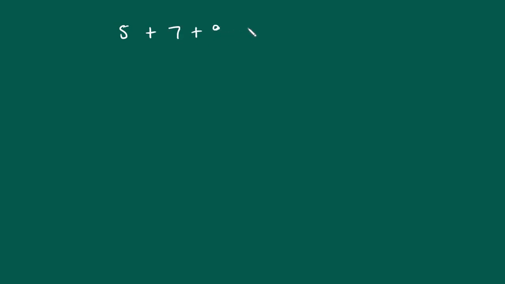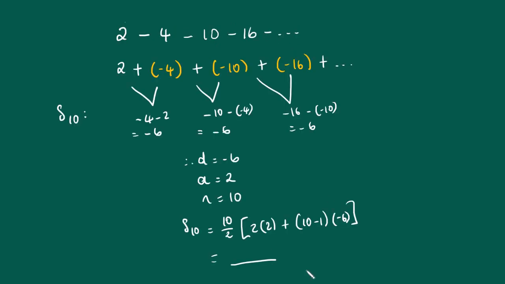Is it possible for the sum to be negative? Like negative after you're done calculating everything? Yes, it's possible because remember you are adding negative terms. So when you add all of these negative terms, the sum is going to be negative. What do you get?